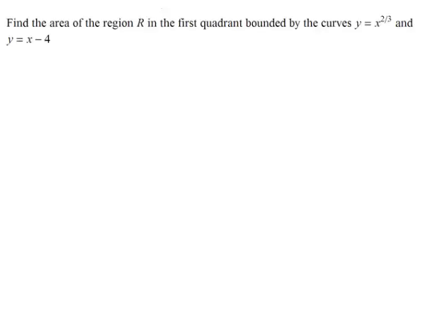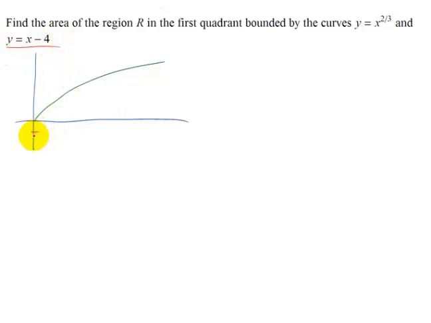Find the area of the region R in the first quadrant bounded by the curves y equals x to the 2/3 and y equals x minus 4. So we definitely want to draw a picture so we can see what's going on here. And y equals x to the 2/3 looks something like this, and y equals x minus 4 would be up one over one, so it would be a line something like this.